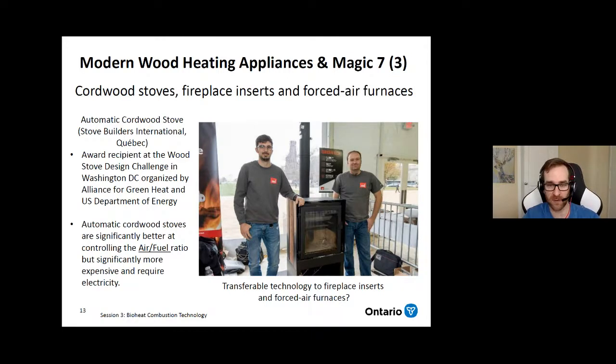So if you do want to know more information, please contact Stove Builder International. They're out of Quebec, near Quebec City. And you can also go on the Alliance for Green Heat website, and you'd be able to find more information about their wood stove design challenge.